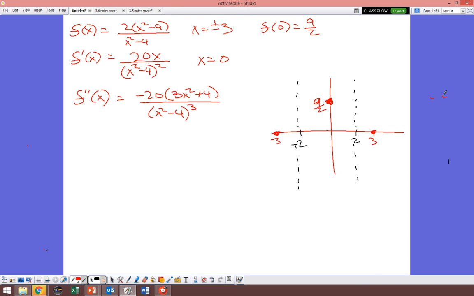If I set this equal to 0, I could throw out the denominator, so it's negative 20 times 3x squared plus 4. Throw out the negative 20, right? So it's going to be negative 4 over 3, so x is plus or minus the square root of negative 4/3. Can I have that? Imaginary number. So what does that tell me? There's no point of inflection. It's not going to change concavity.